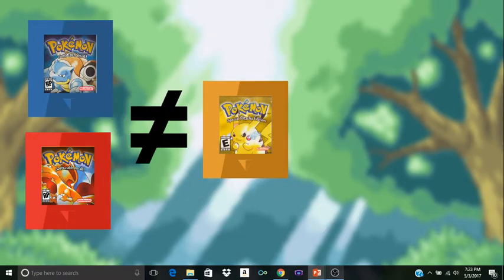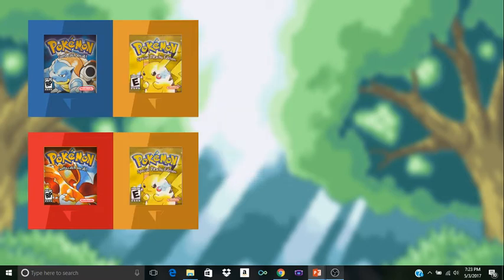Since Yellow Edition, or Special Pikachu Edition, is more different from Red and Blue than they are from each other, it'd be more likely that someone got Red and Yellow and Blue and Yellow than they did Red and Blue, which makes both of these combinations give you at least one Butterfree.